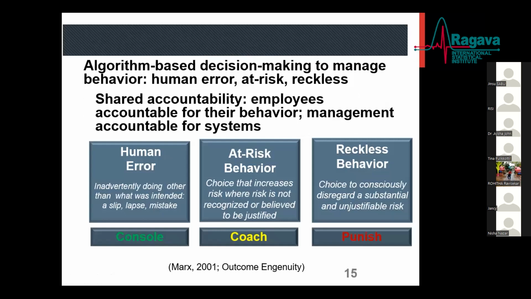So shared accountability. What is shared accountability? Employees also have a role to play and the system also has a role to play. Whatever has occurred, we have to take the decision on the basis of the algorithm. First is human error: inadvertently doing other than what is intended. It may be a slip, lapse or mistake. In that case, we have to console the staff.